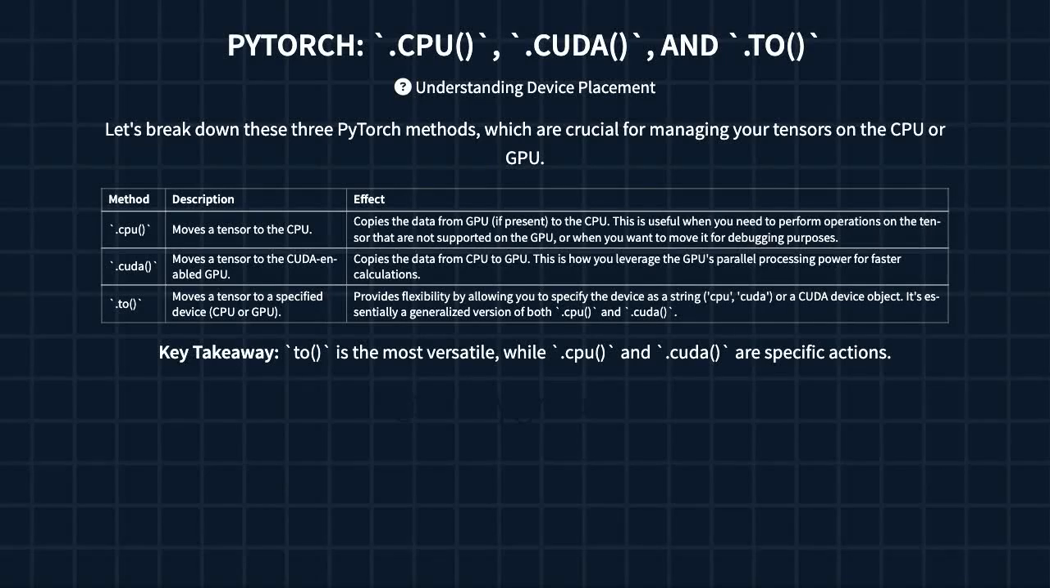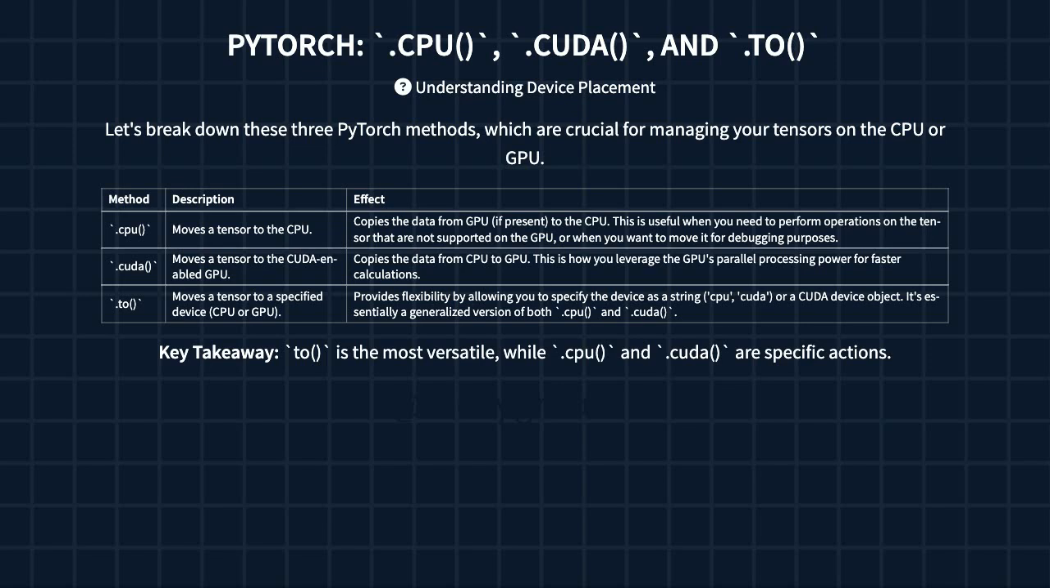Okay, let's talk about how PyTorch handles your data specifically, whether it's running on your CPU or GPU. You've got three main tools for this: cpu, cuda and to. cpu simply moves a tensor from the GPU, if there is one, back to your regular computer's processor. It's great for debugging, or when you need to do calculations that aren't supported on the GPU. Next up, cuda does the opposite. It moves a tensor onto the GPU. This lets you take advantage of the GPU's massive processing power for much faster computations.